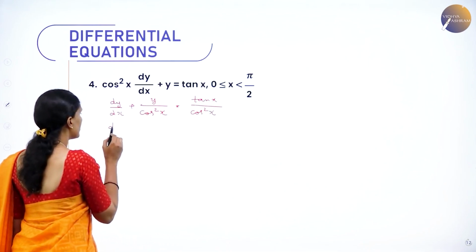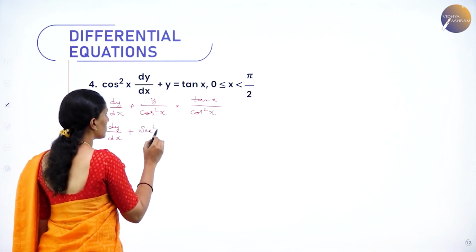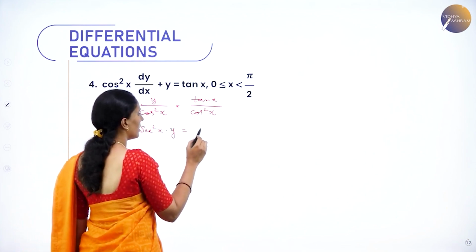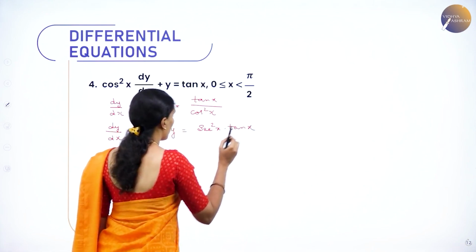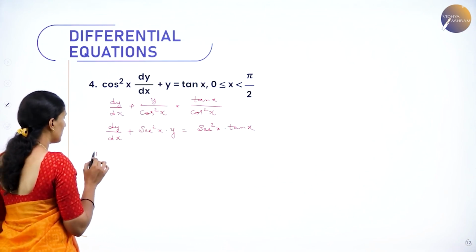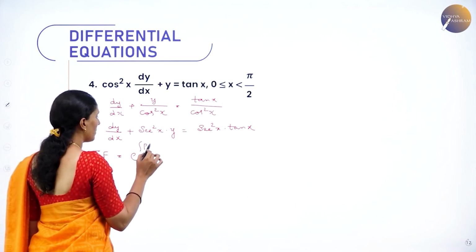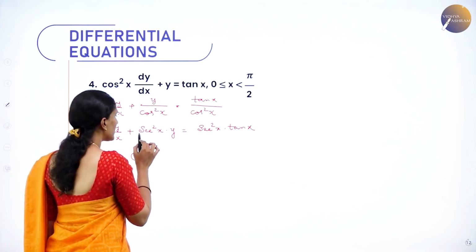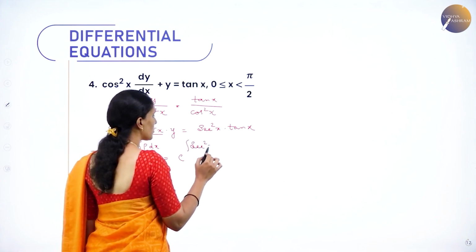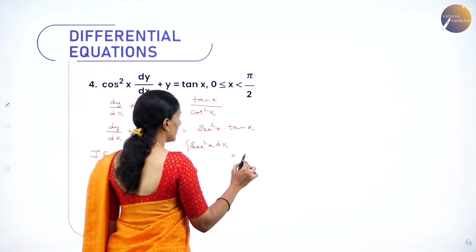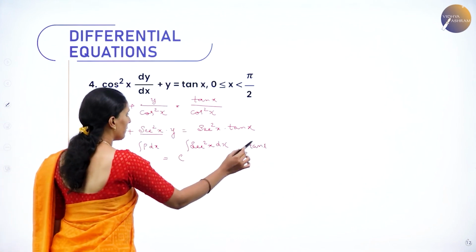This can be written as dy by dx plus secant square x into y, and here you can write it as secant square x into tan x. Now find the integral factor. To find the integral factor, e to the exponential power, that is p into dx. What is p here? It is secant square x, and the integral of secant square x is tan x. So therefore it is e to the power tan x, and hence my integral factor is e power tan x.